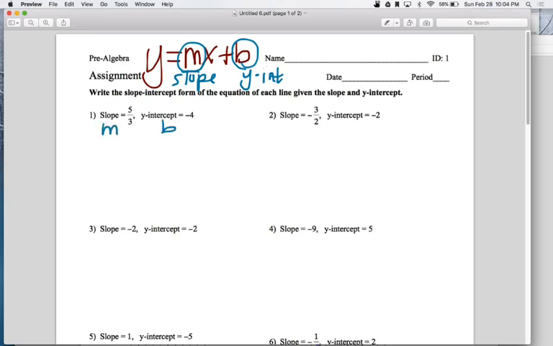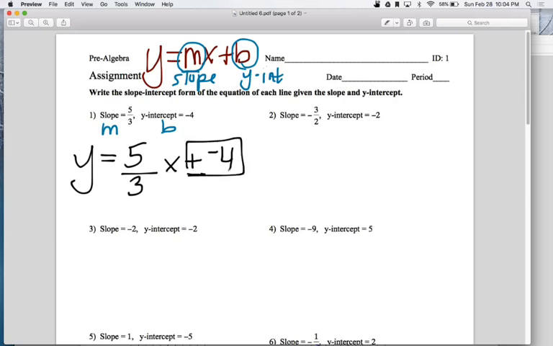So when I create the equation for my first one, I know it's going to be y equals something x plus something. Okay, my first something is the m, which is going to become 5/3. My second something is the b, which is -4. Now if you remember from the video, you don't want to write equations with an addition sign next to a negative. So we're going to rewrite this as y equals 5/3 x minus 4.